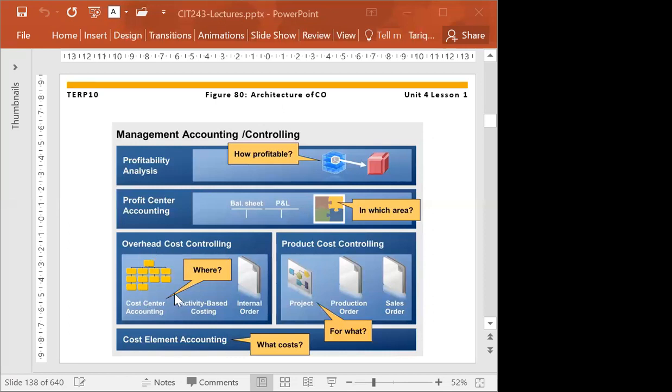So these are the things that we are controlling on this part. In managerial accounting, we have two heads: overhead cost controlling and product cost controlling. This is for manufacturing, and this is for the overheads on that. So we get the transaction, and that overhead cost could be happening in the cost centers, or in activity-based costing, or in the internal orders. It can happen anywhere.